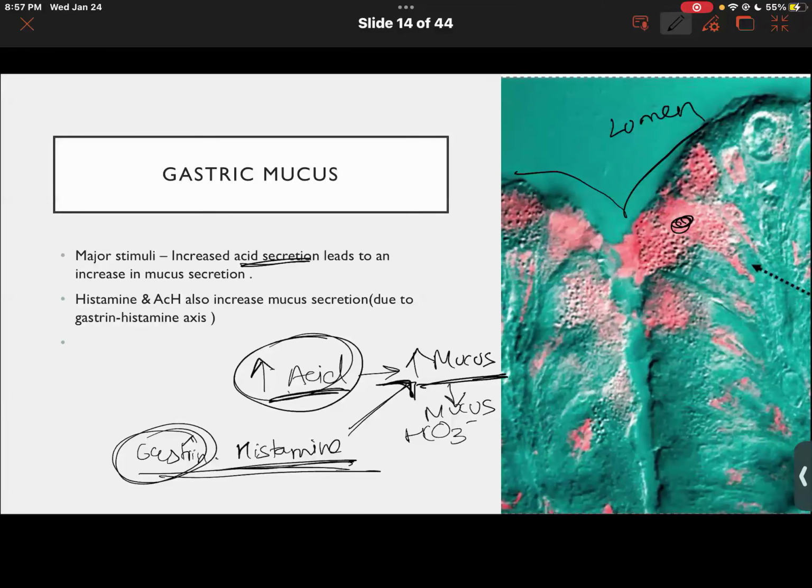Okay? So if you have acid in the stomach, that means you had the gastrin-histamine axis activated, which means there should be an increase in histamine. And hence an increase in histamine is correlated with an increase in mucus. Similarly for acetylcholine. So just remember that. And obviously, if you have decreased acid, you don't need as much mucus, so the mucus secretion is also going to decrease.